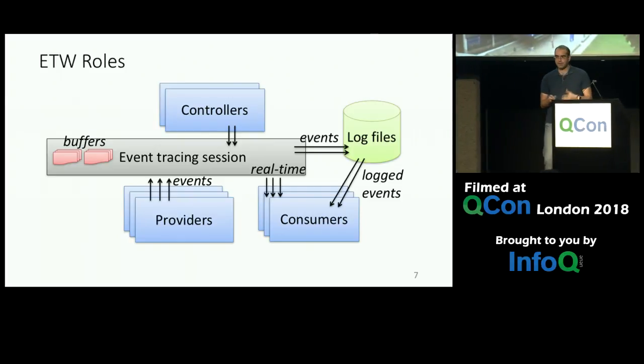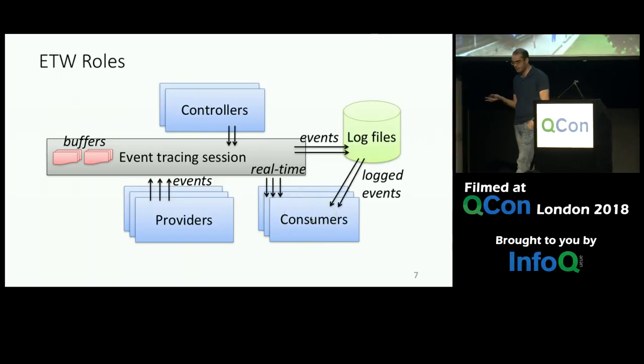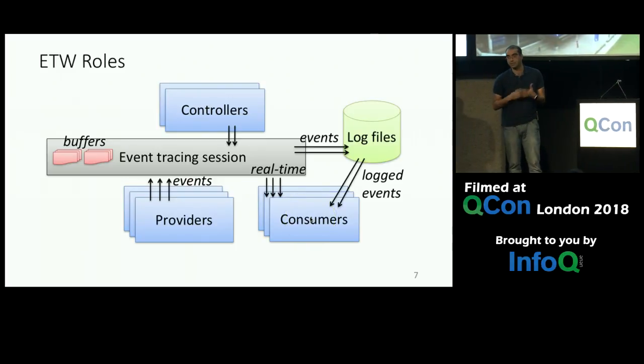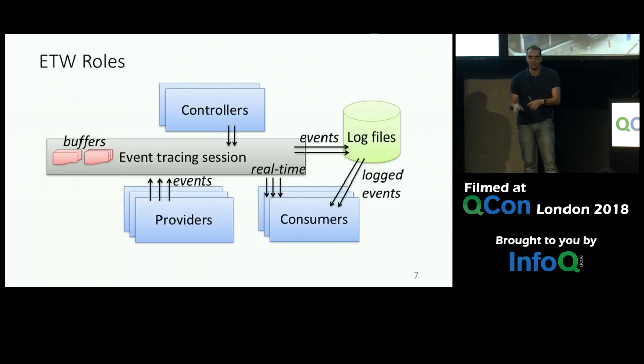And finally, at the other end of the pipe, you have consumers, which are, again, applications that can read events from the session or from a file. And you can do both. So you can have a session that writes to a file, and someone is then reading events from the file, but at the same time, there's also a consumer which reads events from the in-memory buffers and performs some kind of real-time analysis, aggregation, alerting, and so on.